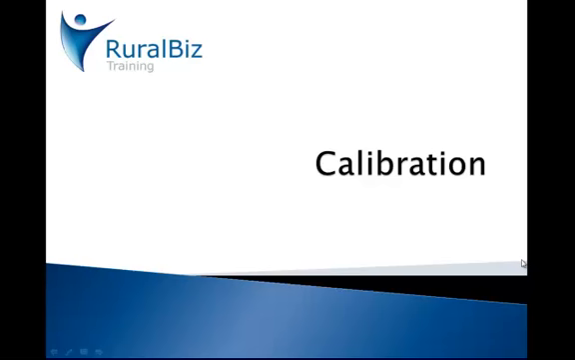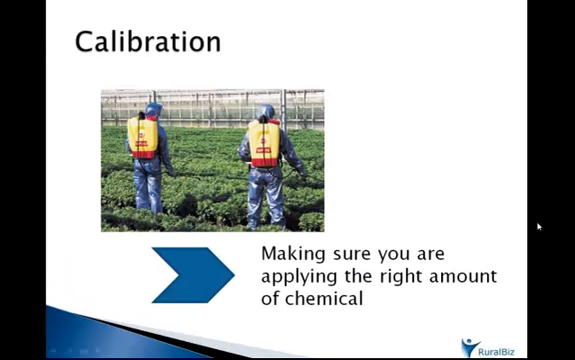This means that your application equipment should be well maintained and accurately calibrated to make sure you deliver the right amount of pesticide. Calibration is all about making sure you're applying the right amount of chemical, and the right amount of chemical is as defined on the label.